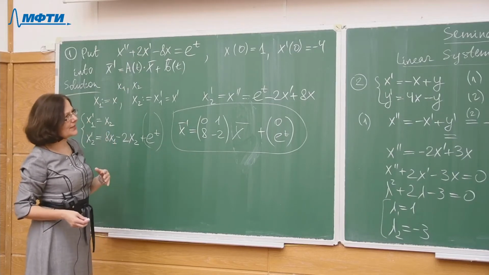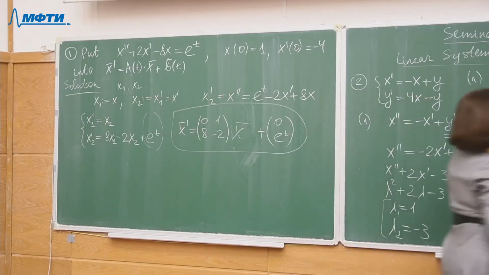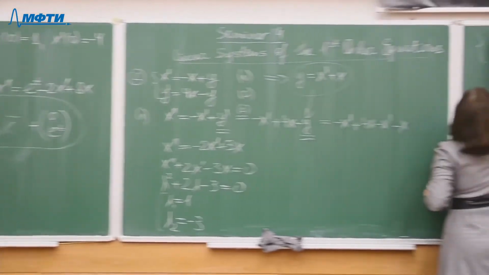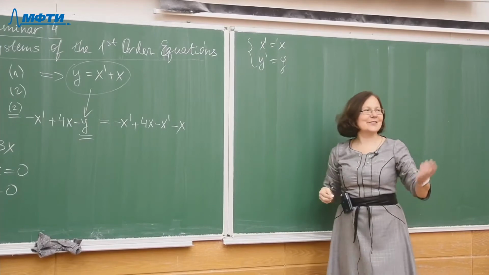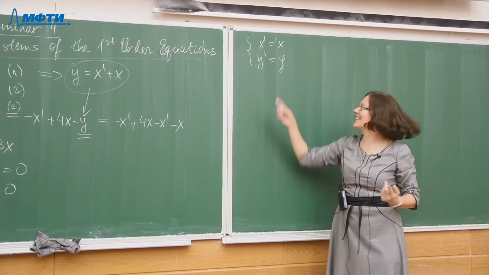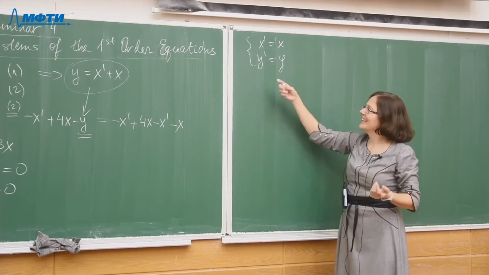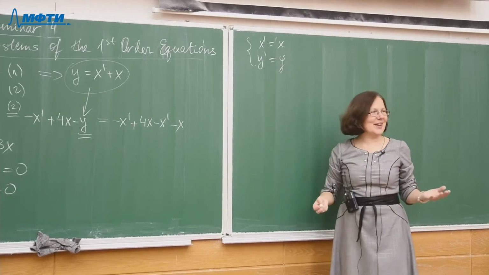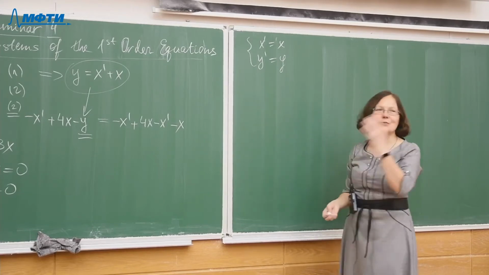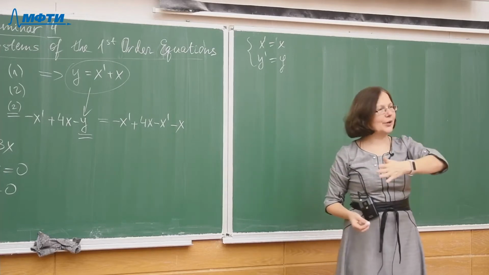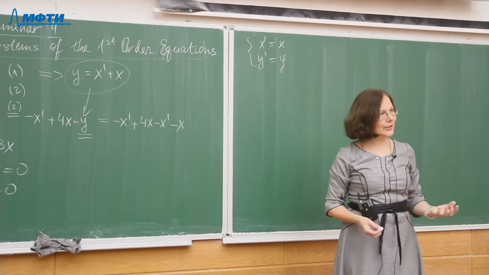Sometimes this is not true. For example, the best example for this is x prime equals x, y prime equals y. We can't go from this system to one second order equation, right? Because they're not related. So sometimes it is impossible, but generally, yes, we may go from a higher order differential equation to a system of first order equations and back.